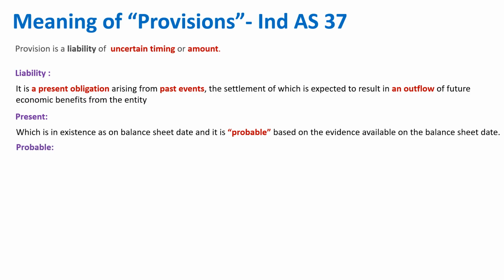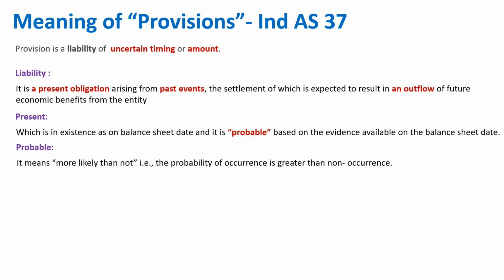Let's understand what is the meaning of probable. It means more likely than not. That is, the probability of occurrence is greater than non-occurrence. That means you have to settle your obligation. You have to make a payment. You have to ensure that the obligation as per the contract is fulfilled. So it says that the probability of occurrence is greater than non-occurrence.